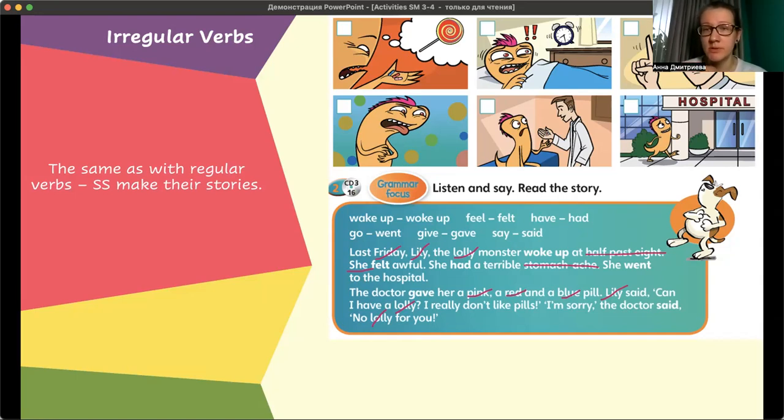It might seem not as interesting as creating their own story, but still it's quite beneficial, because they use these verbs in the past in the story. So one person may tell it, another checks, or maybe helps. Usually nobody, even weaker students, has troubles doing this. And yes, after all these stages, we move to creating their own stories.